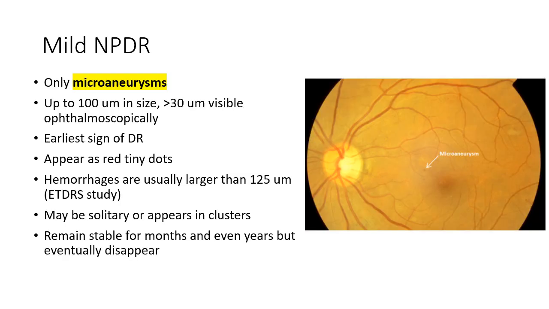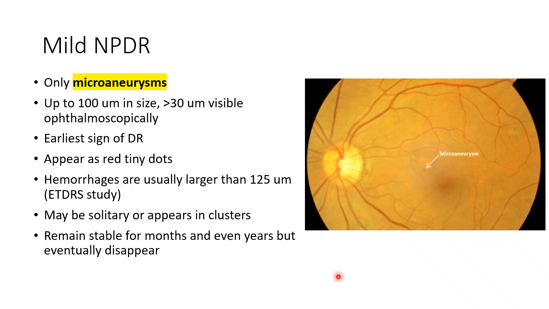So just briefly going through each of these stages, this will be a quick run through because you are already familiar with the signs. Mild NPDR is when there are only microaneurysms. You see this tiny red dot. Microaneurysms are classically smaller than 100 microns in size, and if bigger than 30 microns, they are clinically visible, else not. They are the earliest signs of DR. They appear as tiny red dots.